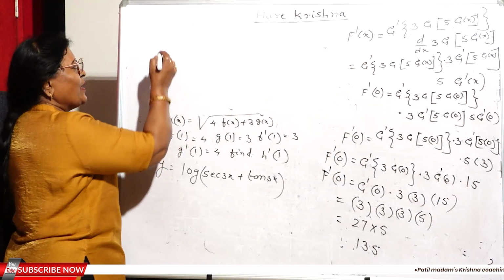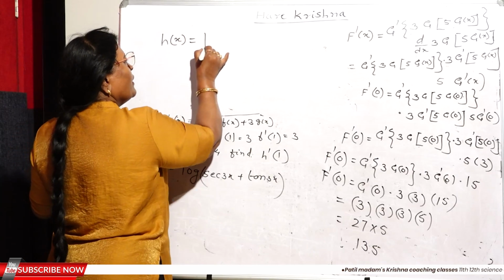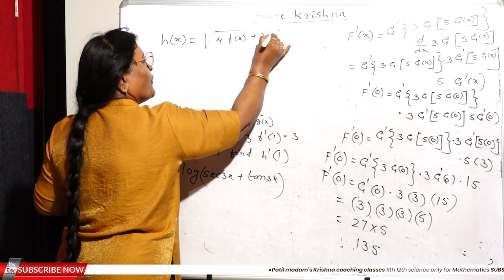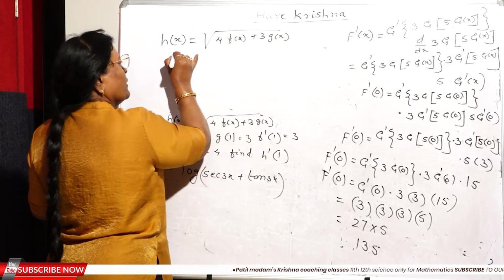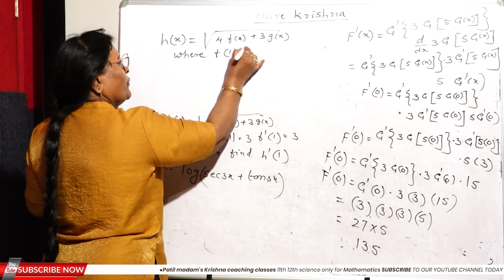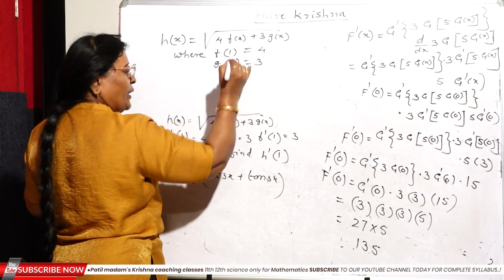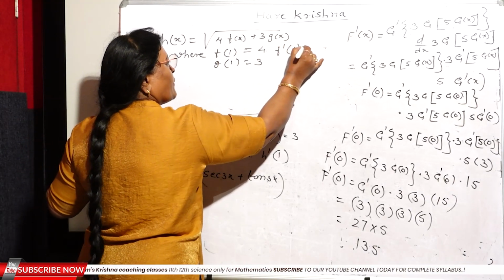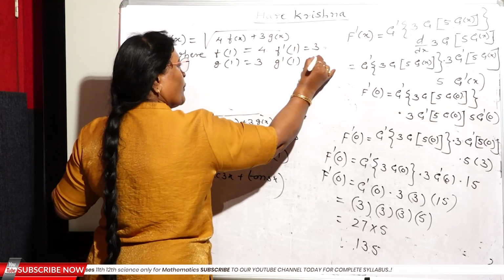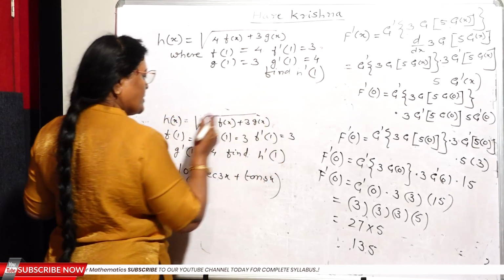Let us take the third example. What is that third example? h of x is equal to root of 4f of x plus 3g of x, right? Where they have given that f of 1 is equal to 4, g of 1 is equal to 3, f dash 1 is equal to 3, and g dash 1 is equal to 4, and we have to find out h dash 1, right? Let us take this example here.